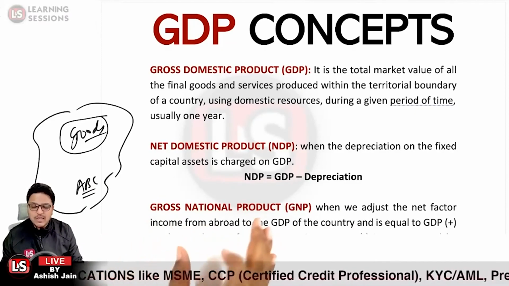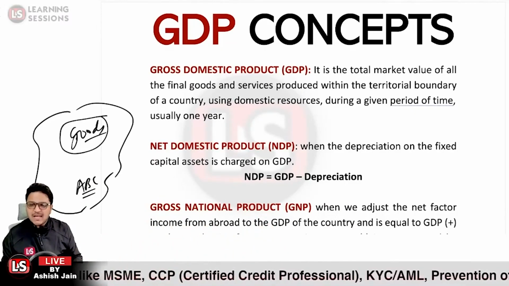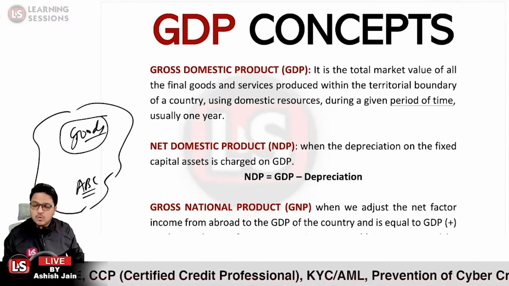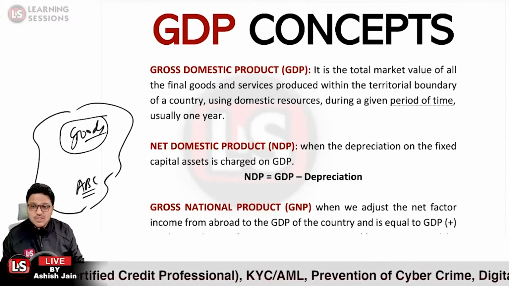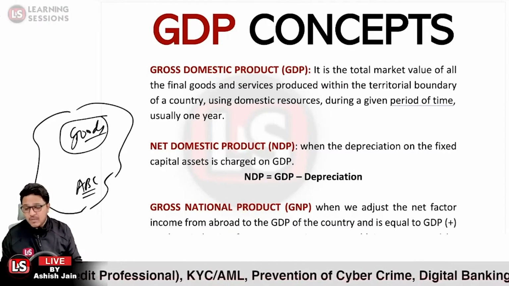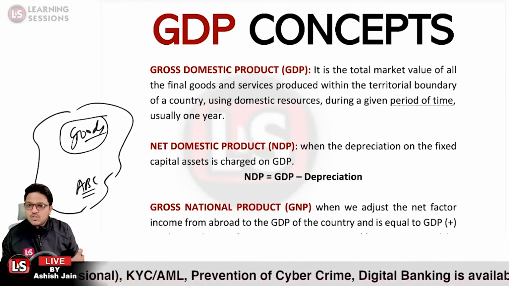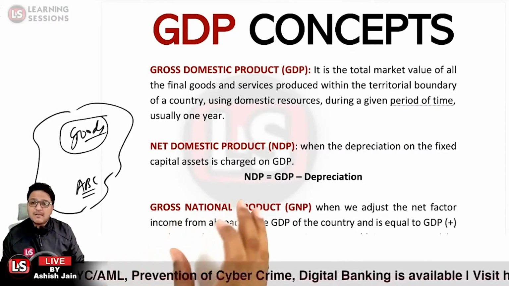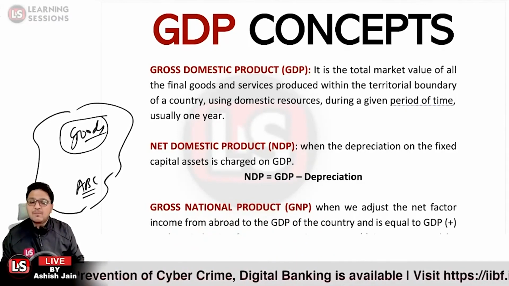It is related to nationality. So it may be the case now that the Indians have been earning amounts outside India too. So in the case of the GNP, that particular amount must be added up, and also whatever amount has been earned by the foreigners in our country must be subtracted.